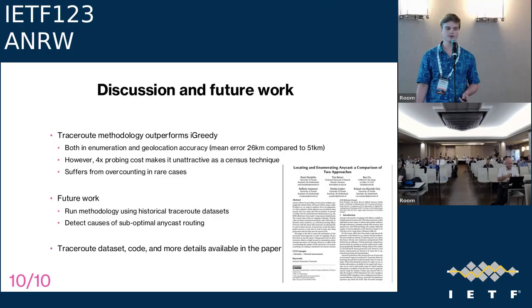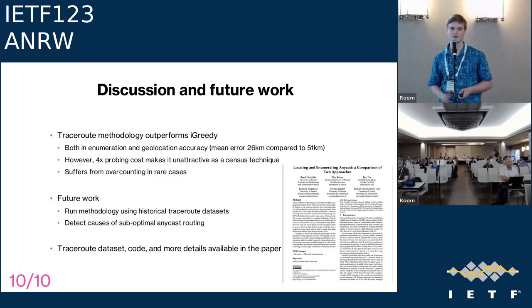So to conclude, we find that the traceroute methodology outperforms iGreedy, both in enumeration and geolocation, but its increase in probing cost makes it unattractive as a census technique. And we also saw that it suffers from overcounting in rare cases. Future work is to run this methodology using historical traceroute datasets, which are already being collected.